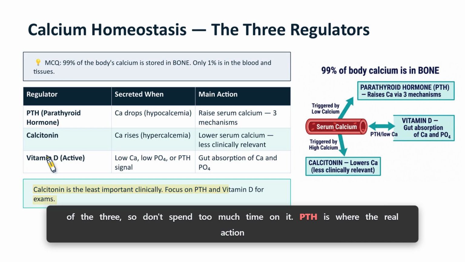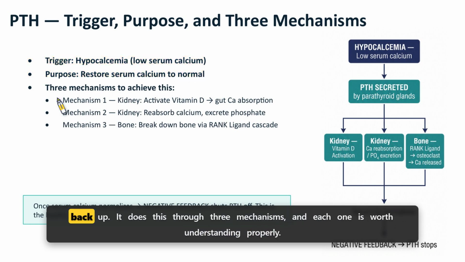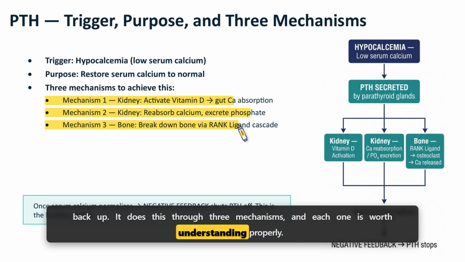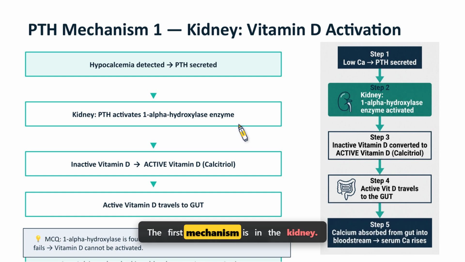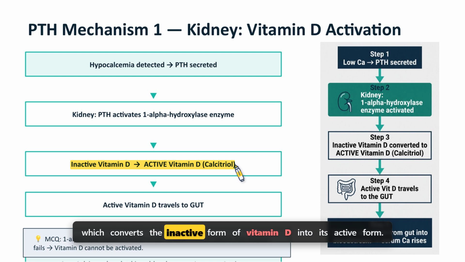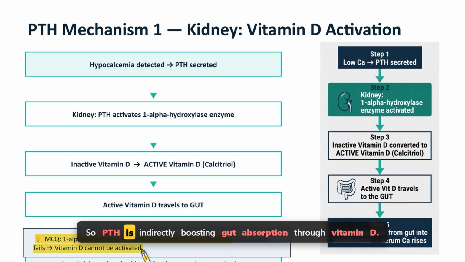PTH is where the real action is. It's secreted when calcium falls, hypocalcemia, and its entire purpose is to bring serum calcium back up. It does this through three mechanisms, and each one is worth understanding properly. The first mechanism is in the kidney. PTH activates an enzyme called 1-alpha hydroxylase, which converts the inactive form of vitamin D into its active form. That active vitamin D then travels to the gut and pulls calcium into the bloodstream. So PTH is indirectly boosting gut absorption through vitamin D.